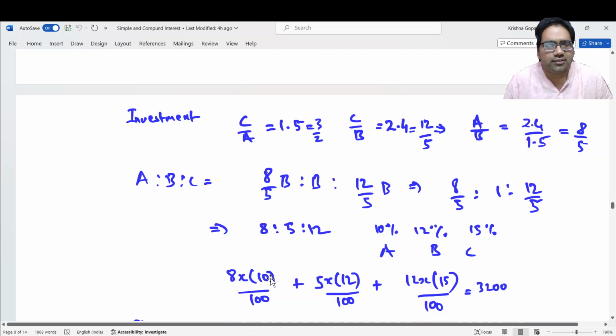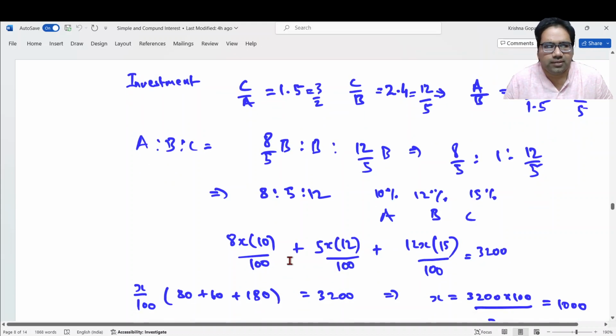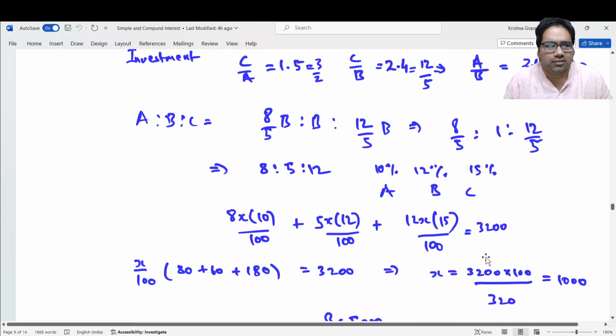Okay, 8x into 1 year. Time is always 1 year, into 10% by 100. 5x into 12% by 100 because time is anyway 1 year. Similarly, 12x into 15% by 100. 15% is the interest rate, 15 by 100 because time is also 1 year. So this is equal to 3200.